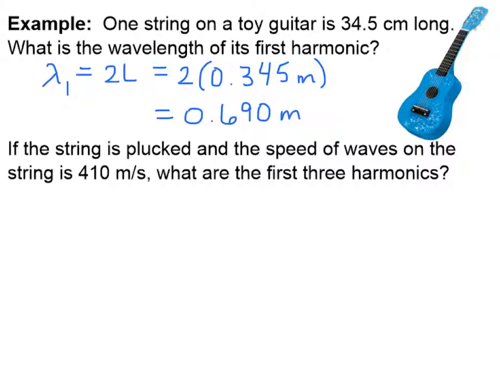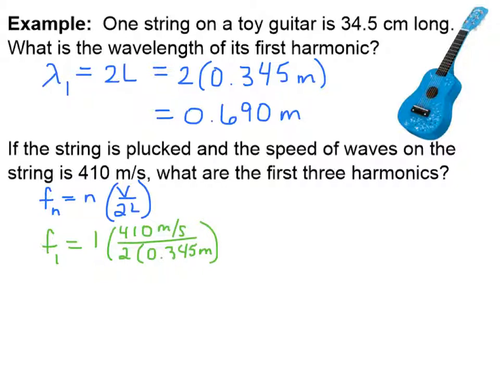What if the string is plucked and we find that the speed of waves on it is 410 meters per second? What are the first 3 harmonics? Well, remember our equation for harmonics on a string. We have that right here, and we can simply plug values into that to find the first 3 harmonics. For the first harmonic, the frequency is equal to 1, that's the harmonic number, times 410 meters per second divided by 2 times the length of that string.